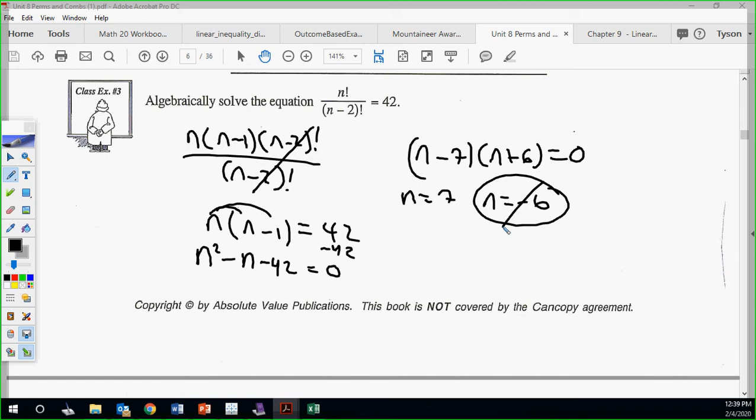Negative 6 we reject because factorials have to be positive numbers. Factorials cannot be negative. They have to be whole numbers. Okay, so whole numbers means it can be anything above 0 and above that's whole. Can't have decimal factorials either. Okay, so factorial has to be 0, 1, 2, 3, 4, 5, etc. Okay, so negative 6 is rejected, so 7 is the solution.